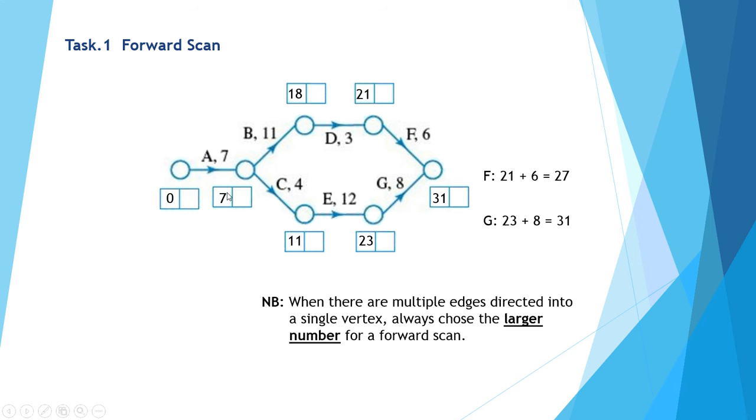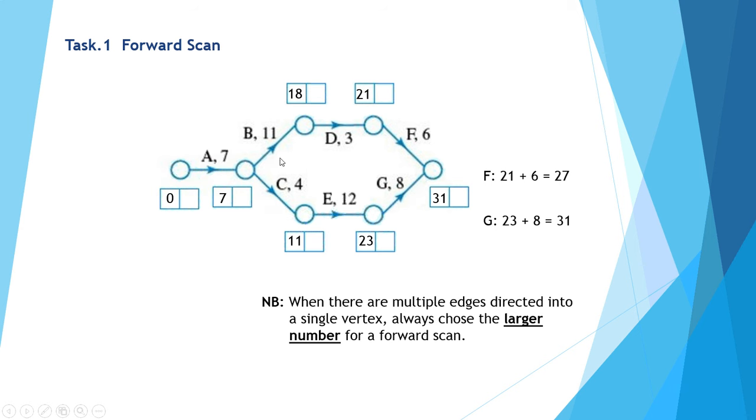Activity A takes 7, so the earliest time we can start B or C is 7. 7 plus 4 gives us 11 before we can start E. 11 plus 12 gives me 23, and 23 plus 8 will give me a total of 31. You can see that this final vertex has two activities entering into it. So 31 is if we examine the path A, C, E and G.